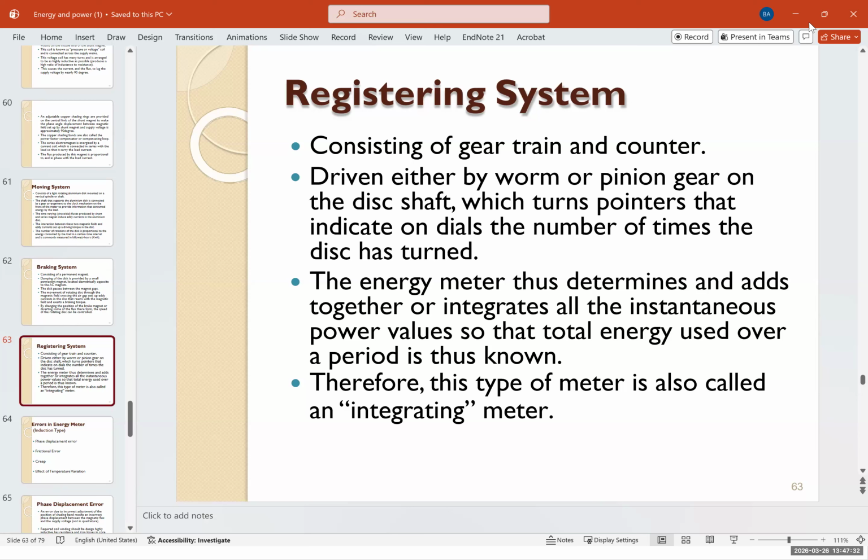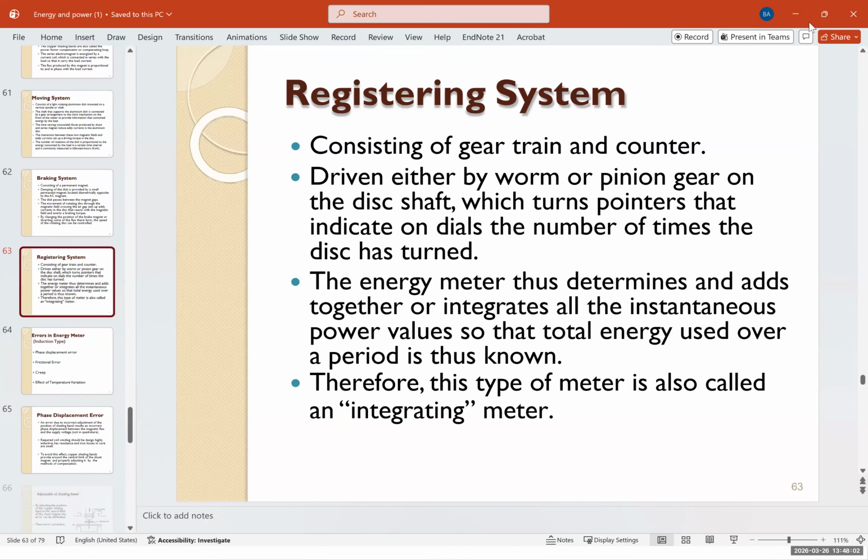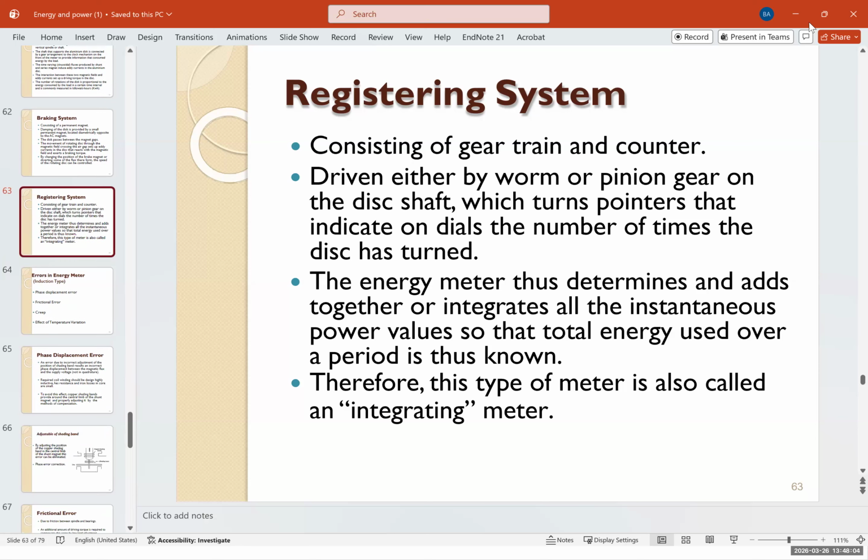The registering system consists of a gear train and counter, driven either by worm or pinion gear on the disc shaft, which turns pointers that indicate on dials the number of times the disc has turned. So basically, it's just a counter. The energy meter thus determines and adds together or integrates all the instantaneous power values so that the total energy used over a period is thus known. You can read faster than I can. So therefore, this type of meter is also called an integrating meter as well.